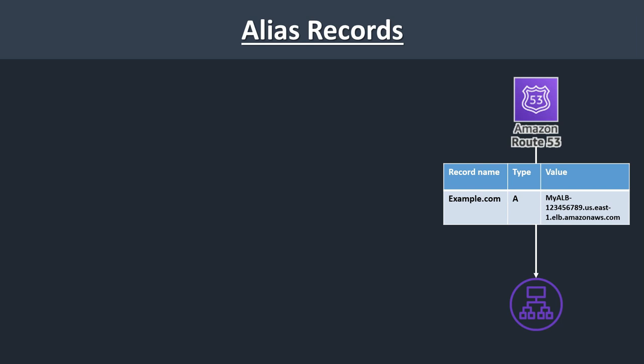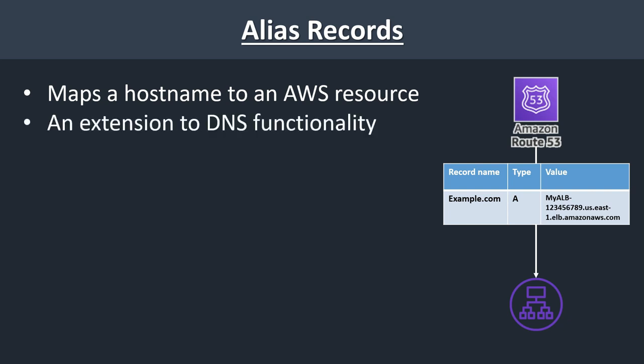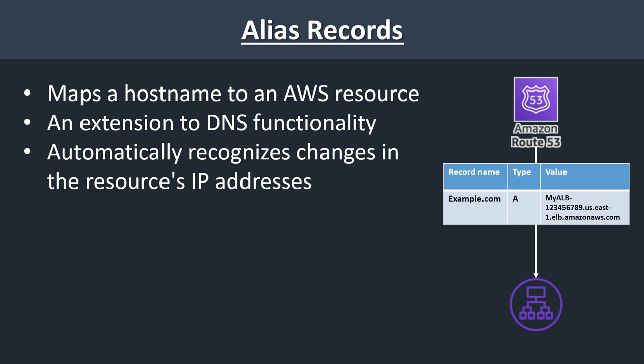So you would say, okay, here is Route 53. I want to have example.com as an alias record of type A, and the value is the DNS name of the load balancer you have. Now, this is an extension to DNS functionalities. That's something that's across all DNS that exists out there. And in case the underlying ALB has IP changes, then automatically the alias record will recognize them.